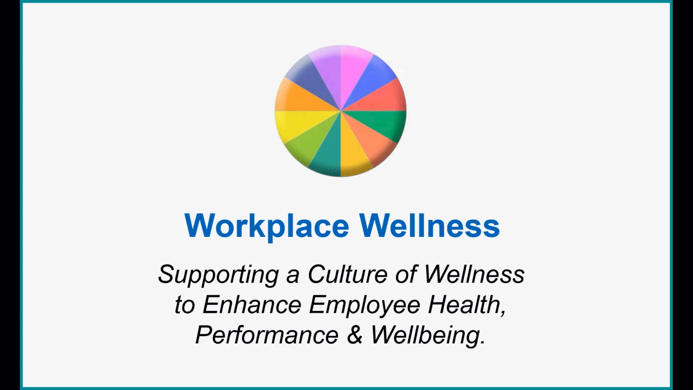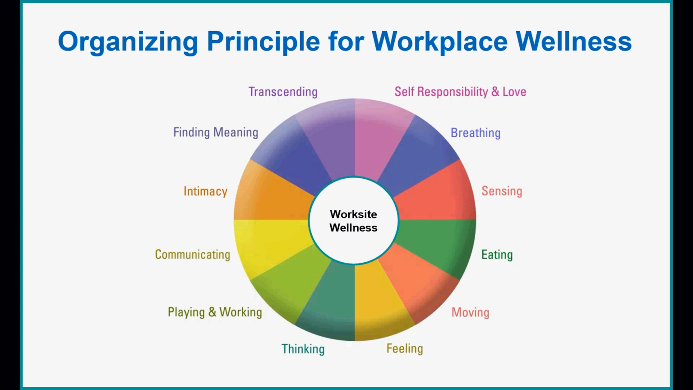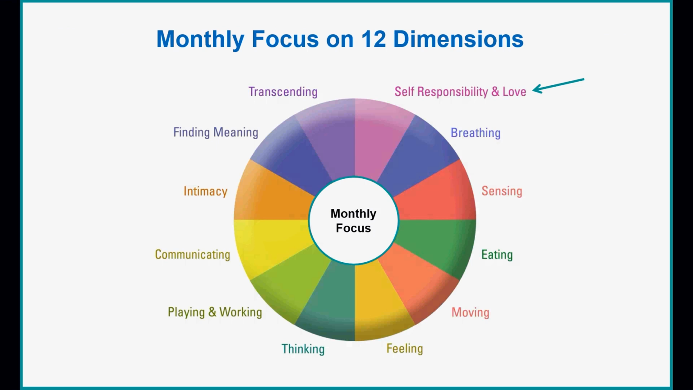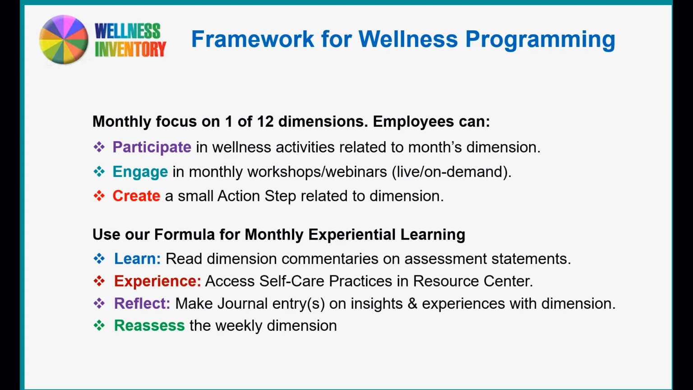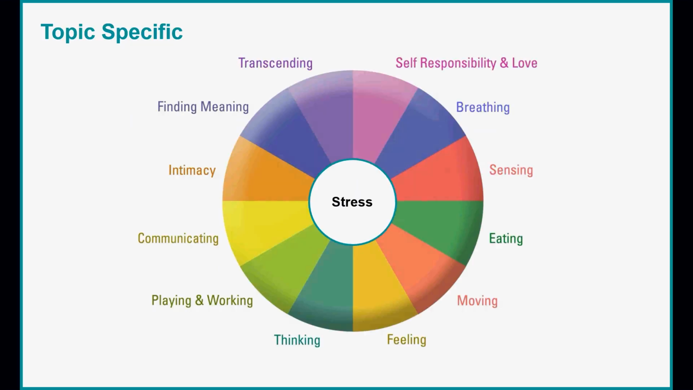And then you come to workplace wellness, which was originally the main place where wellness took place. This is supporting a culture of wellness to enhance employee health, performance, and well-being. The wellness inventory can act as an organizing principle for workplace wellness by having a monthly focus on the 12 dimensions. Each month, the employees can participate in wellness activities that are related to the month's dimension. It might be a monthly workshop or webinar. Employees can be encouraged to create a small action step related to the dimension to really bring it home during that month. And if they would like, they can also use this formula to dive deeper throughout the month in that particular dimension.